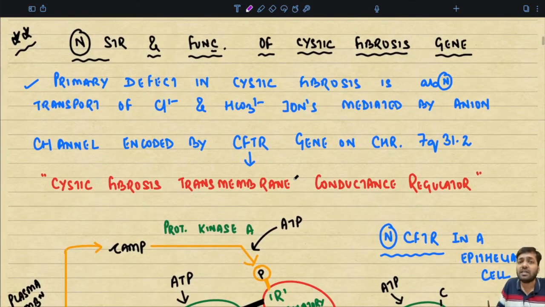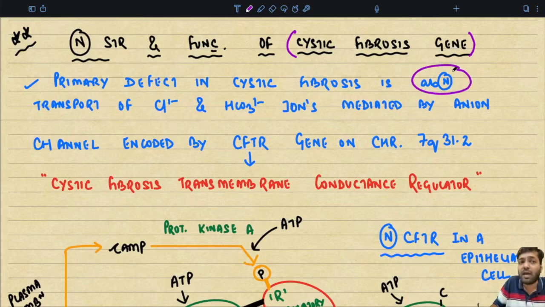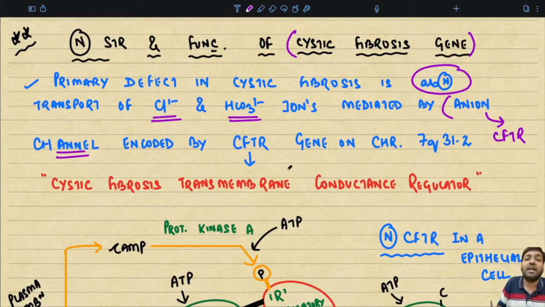Now, before we understand cystic fibrosis, we have to understand the normal function and structure of the cystic fibrosis gene. The primary defect in cystic fibrosis is abnormality of transport of chloride and bicarbonate ions, which is normally mediated by an anion channel called the CFTR channel. So the CFTR channel is basically defective, and it is encoded by the CFTR gene, which is present on chromosome 7q.